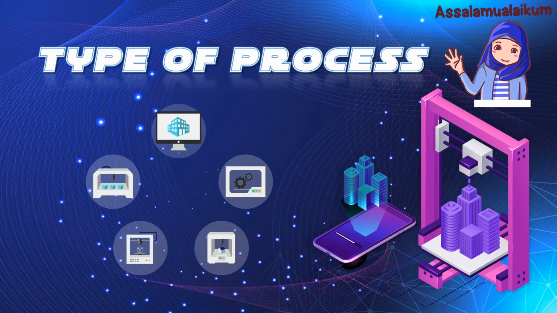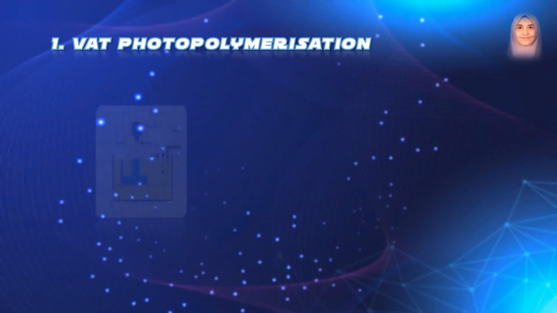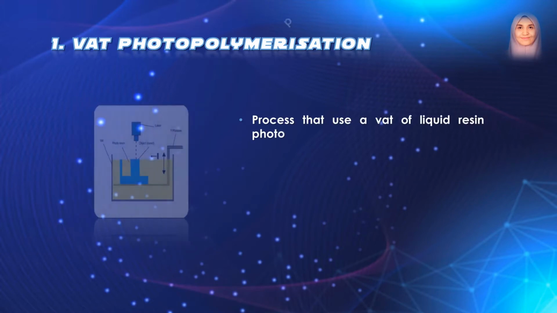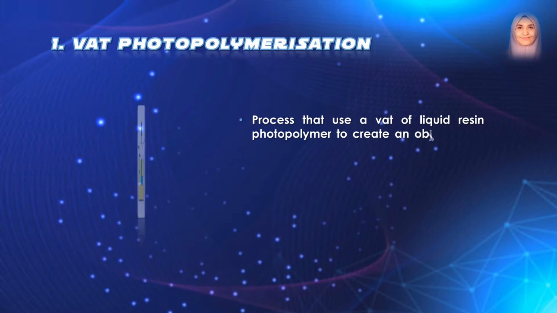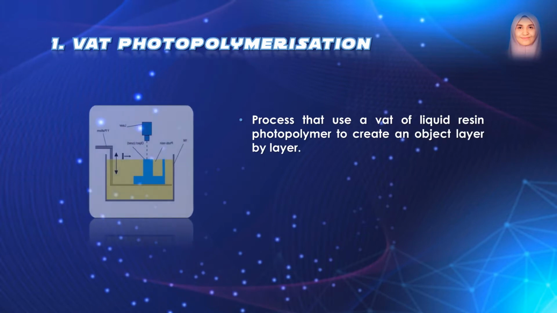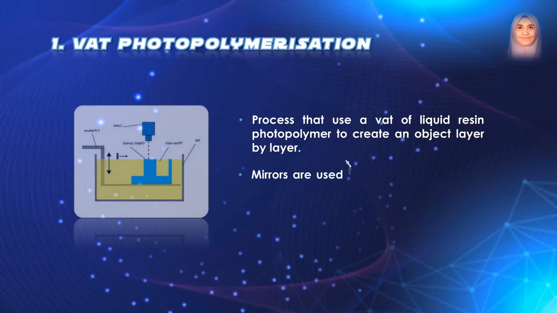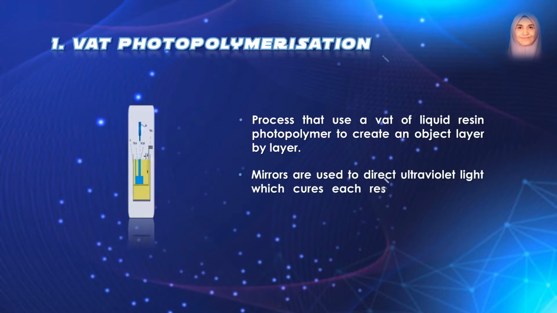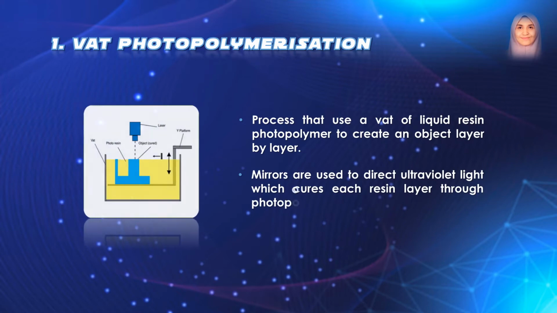I would like to share with you guys the types of processes in additive manufacturing. Vat photopolymerization is a process that uses a vat of liquid resin, photopolymer, to create an object layer by layer. Mirrors are used to direct ultraviolet light, which cures each resin layer through photopolymerization.